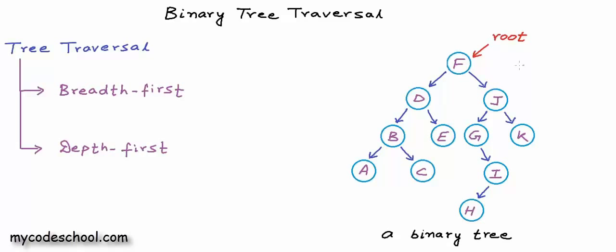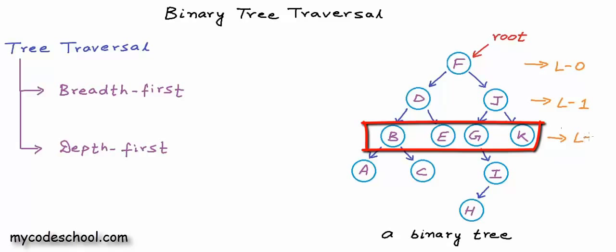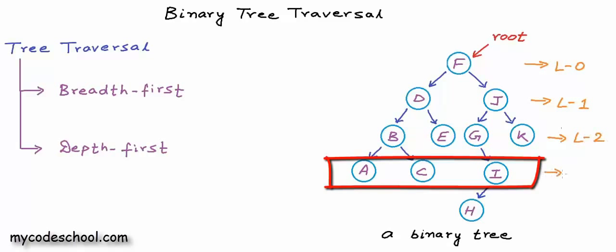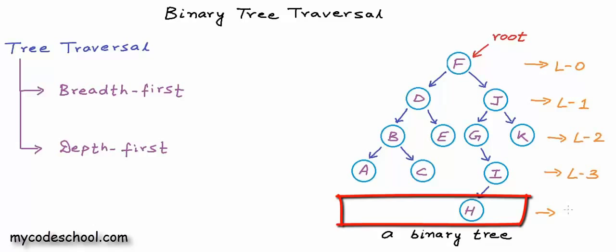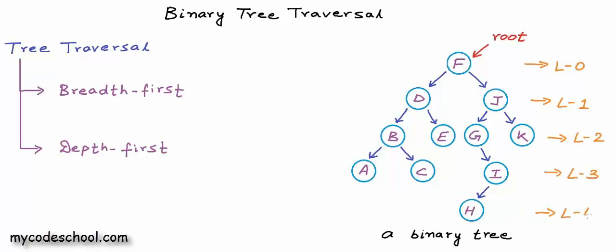In this binary tree that I'm showing here, this node with value F, which is the root node, is at level 0. I'm writing L0 here for level 0. Depth of a node is defined as number of edges in path from root to that node. A root node would have depth 0. These two nodes D and J are at depth 1. So we can say that these nodes are at level 1. Now these four nodes are at level 2. These three nodes are at level 3. And finally this node with value H is at level 4.